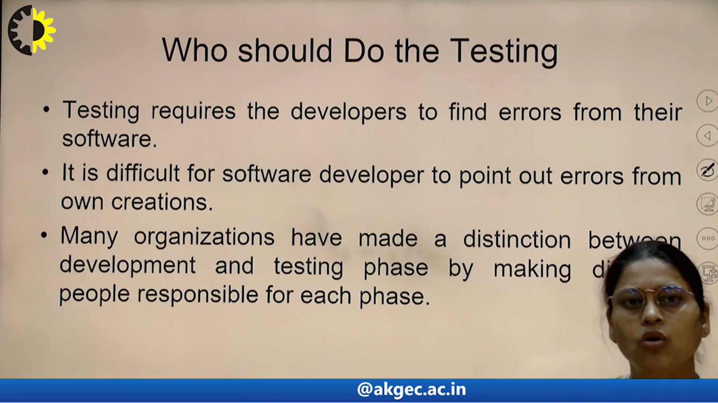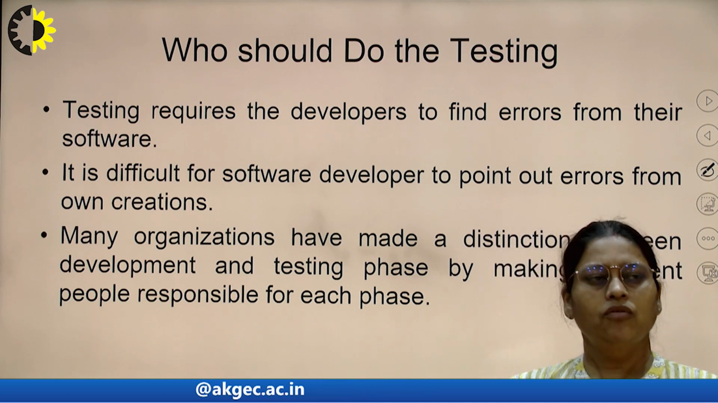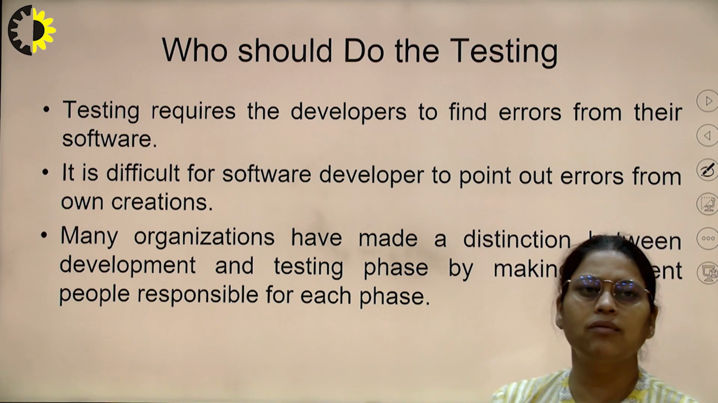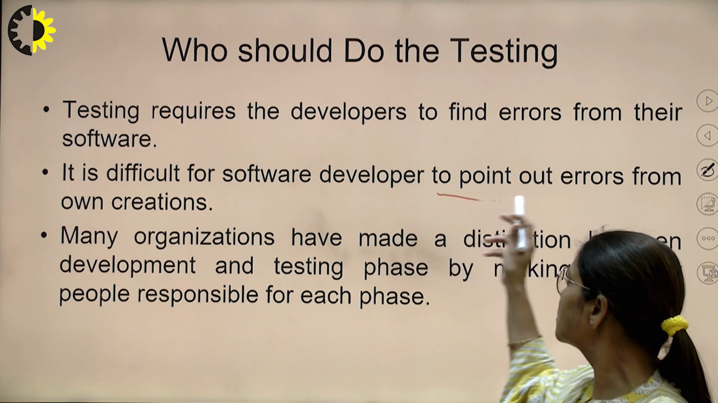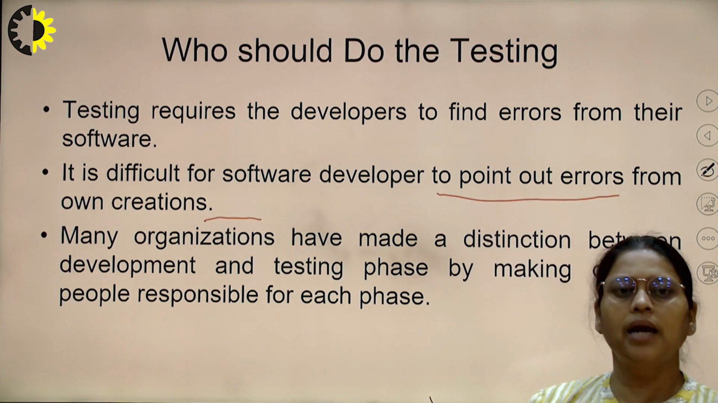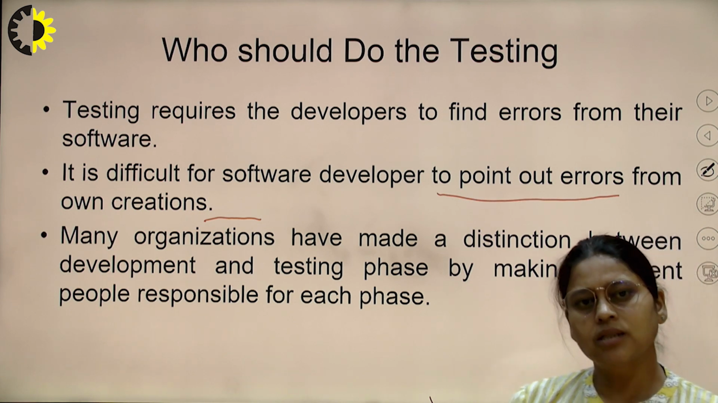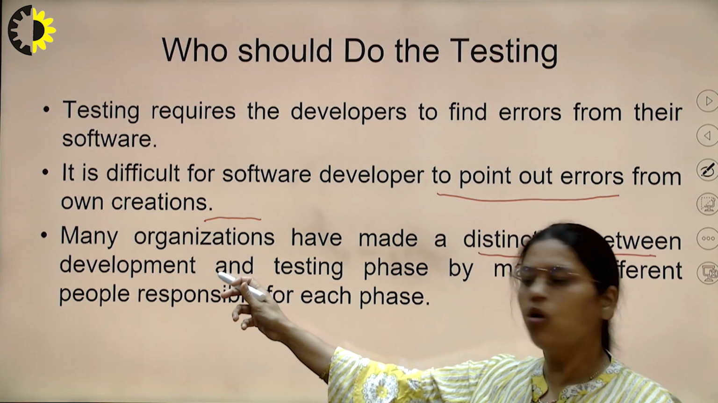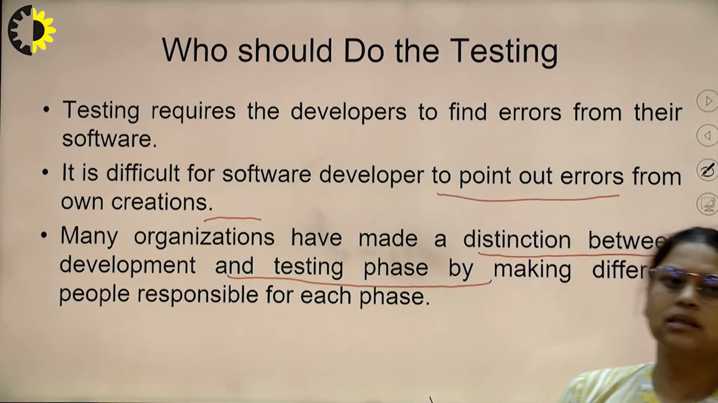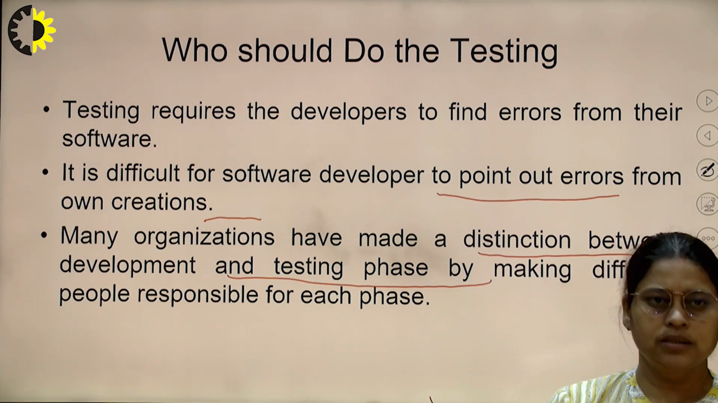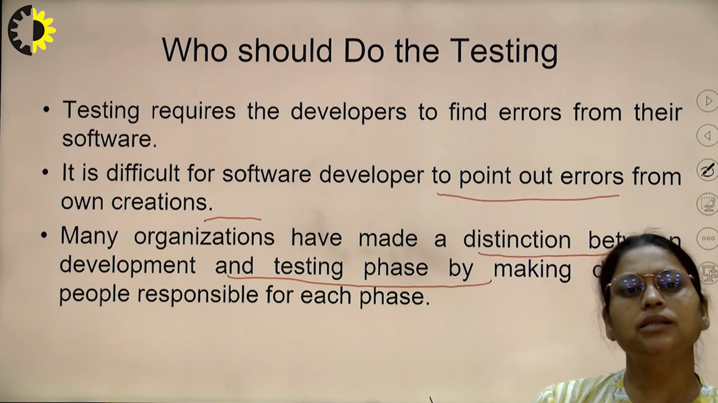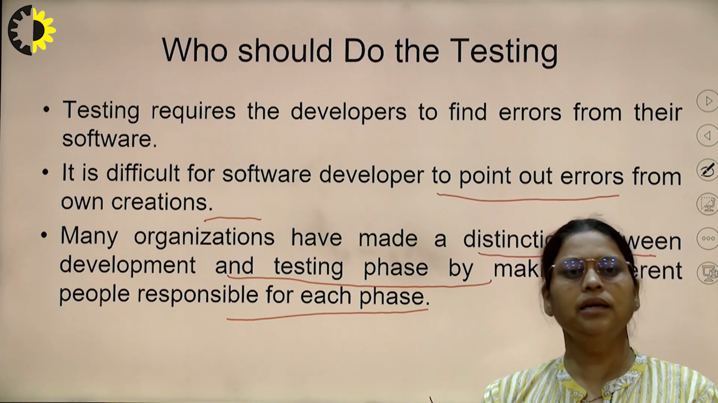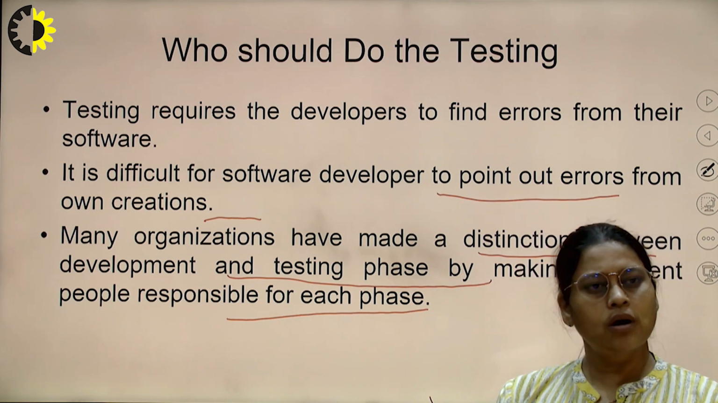Who should do testing? Testing requires the developer to find errors in their software, and it is very difficult for a developer to point out errors in their own creation. This is a big critical issue at the time of testing. So many organizations have made distinct teams for development and testing. Some team members work as the development team and some work as the testing team, and the testing team members are responsible for testing, each for their respective phases.